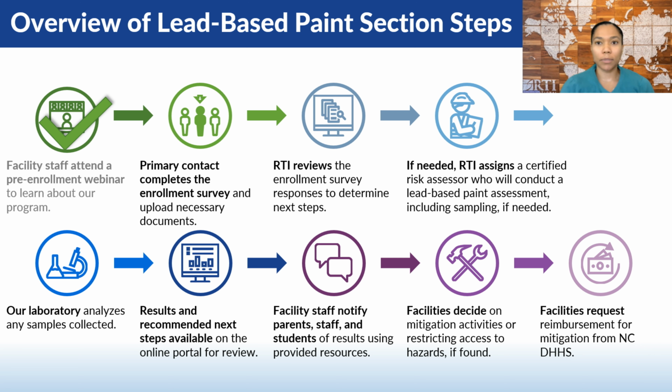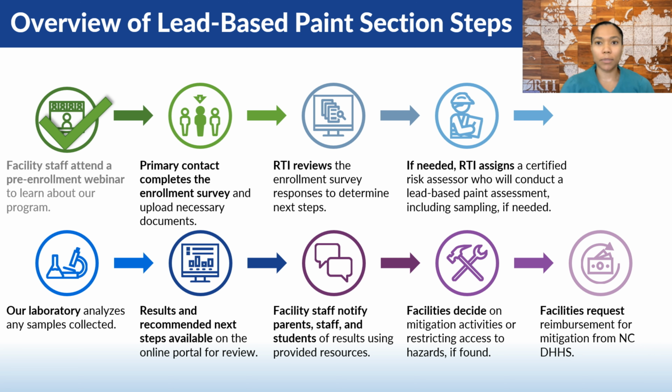If an on-site visit is needed, our team will first assign a certified lead risk assessor to your facility. Once assigned, the certified lead risk assessor will communicate with the primary contact to schedule the date and time for that on-site visit. The certified risk assessor will perform the scheduled on-site visit. They may begin by having you complete a survey to collect information on potential lead-based paint hazards. Then they will perform a visual inspection to locate any deteriorated paint, assess the extent and cause of the deterioration, and identify any other potential lead-based paint hazards.